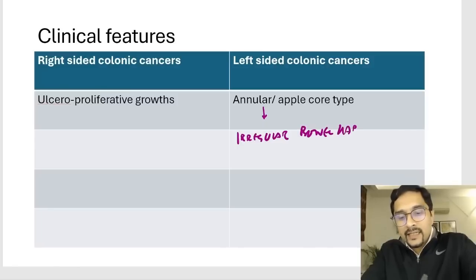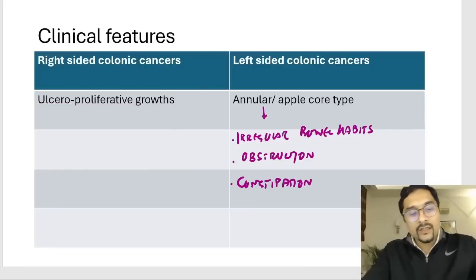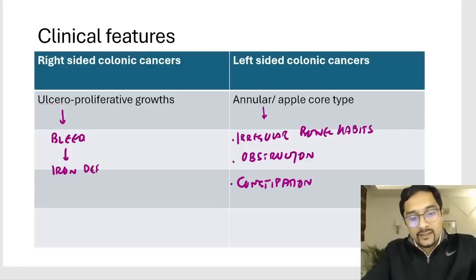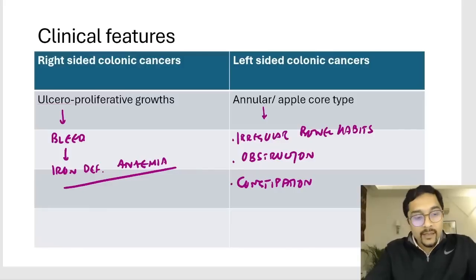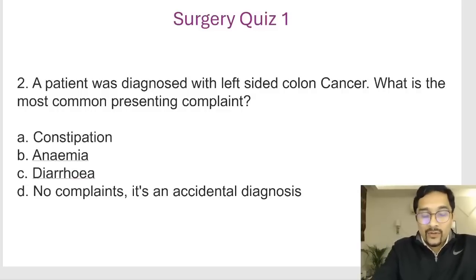And because they are annular growths, these patients will land up with obstruction and constipation. So those would be the early features for left-sided lesions: obstruction and constipation. Whereas right-sided lesions are ulceroproliferative, and these lesions can bleed, and when they bleed, the patient can come with iron deficiency anemia, right? That is why any elderly patient who's coming with iron deficiency anemia, we should always be careful, and we should always try to rule out a right-sided colorectal cancer.